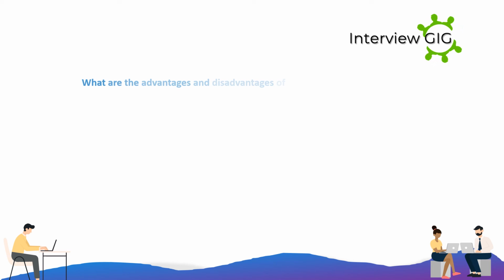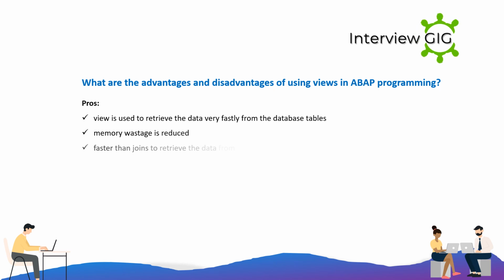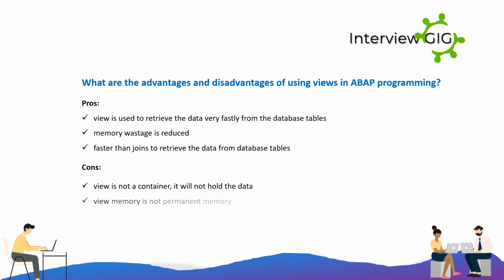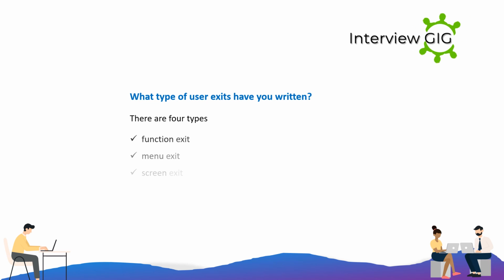What are the advantages and disadvantages of using views in ABAP programming? Advantages. View is used to retrieve the data very fast from the database tables. Memory wastage is reduced. Faster than joins to retrieve the data from database tables. Disadvantages. View is not a container, it will not hold the data. View memory is not permanent memory. What type of user exits have you written? There are 4 types. Function exit, menu exit, screen exit, field exit.